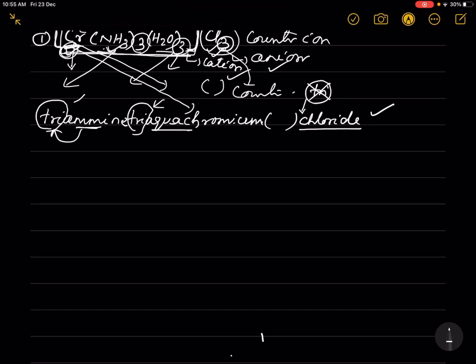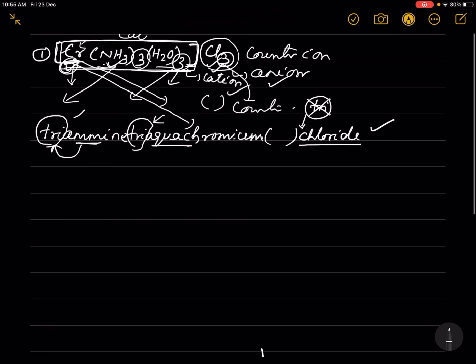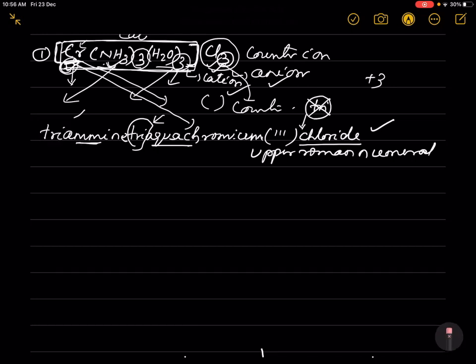chromium. And here the oxidation number of chromium is plus 3, so you should write upper Roman numeral, and that should be written in parenthesis. And the name is one word. Use one word. There should be no gap. Triamminetriaquachromium(III) chloride.